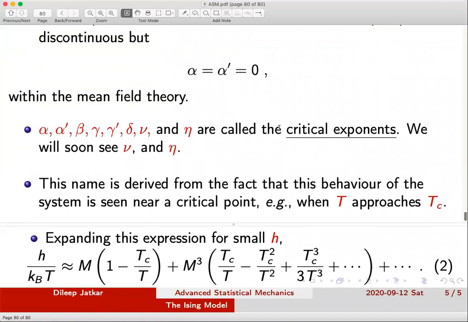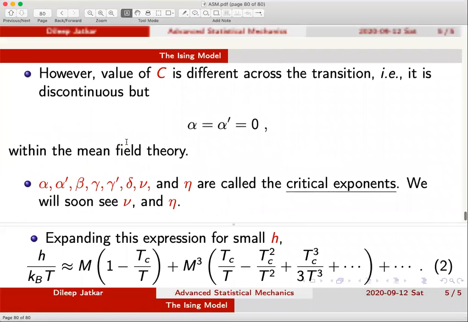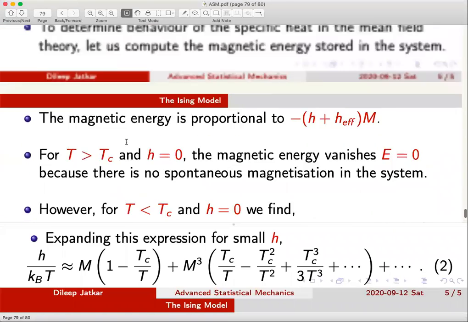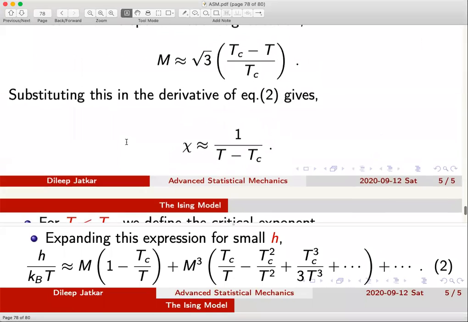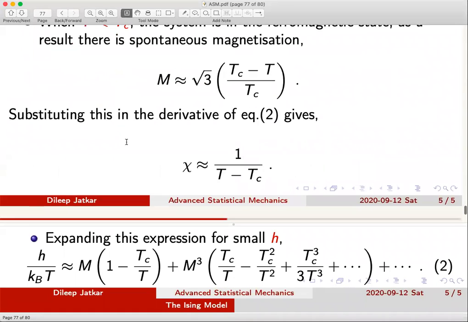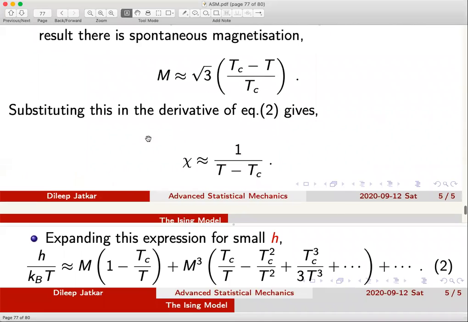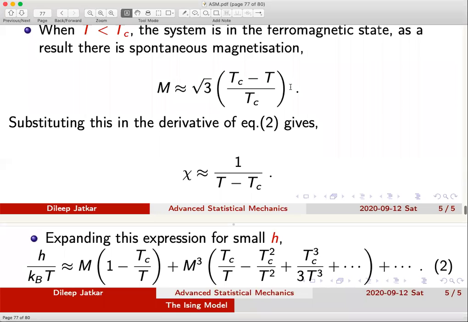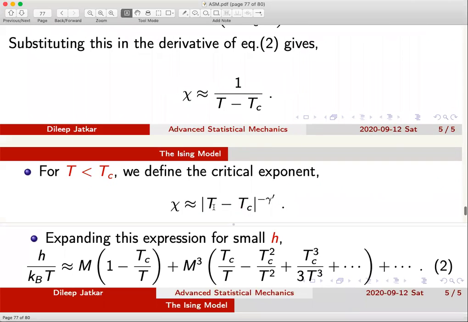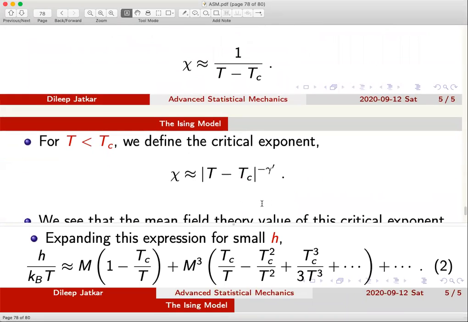Anyway, these objects are called critical exponents, and this name is derived from the fact that all these quantities come from the behavior of the system in the neighborhood of a critical point. Now, one important thing I should have mentioned is that all these quantities have power law behavior. m goes as (Tc - T) to the half, or chi goes as (Tc - T) to the minus 1, and so on. They all go as power laws. There is no exponential fall-off sitting around.